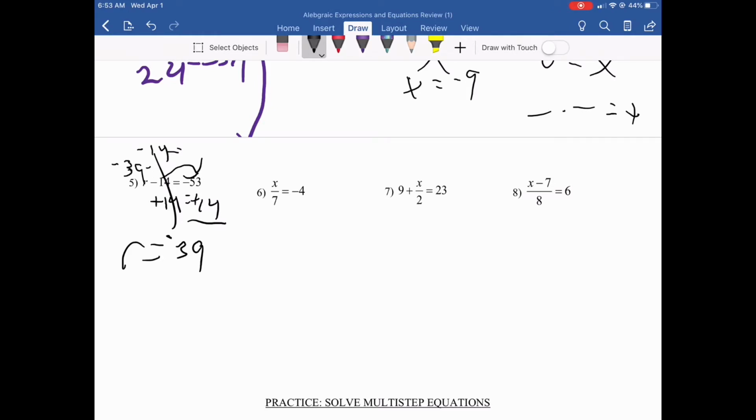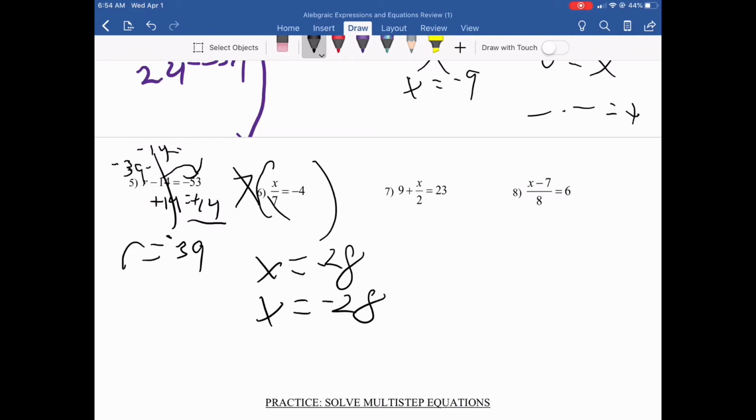All right, number 6 is the fun one. It's a unique one. Now, I don't like dealing with negative signs. I don't like dealing with fractions. So how do we get rid of fractions? We'll multiply this whole thing by the denominator, which is 7. When you multiply this by 7, the 7s cancel out, and we have x equals 7 times negative 4, which is negative 28. So the answer is x equals negative 28.